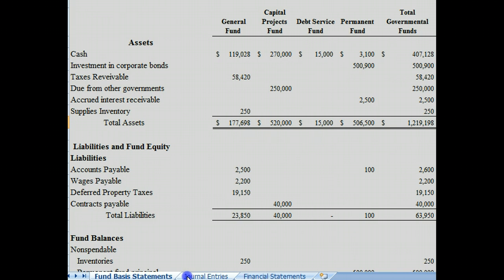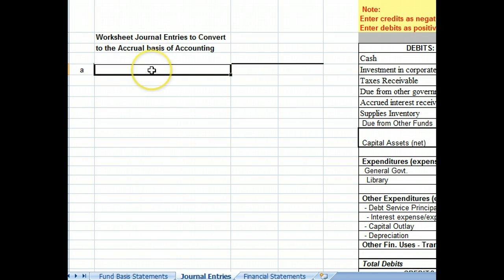As we get started on our journal entries, first thing we want to know is you're going to have some major areas of focus. One is going to be dealing with your capital assets, because you originally put them in the governmental funds as governmental expenditures. Now you have to book them as physical capital assets in the financial statements. You will also have to do a similar thing for long-term debt, because any expenditures on long-term debt were booked that way. Now you're going to have to book the long-term debt.